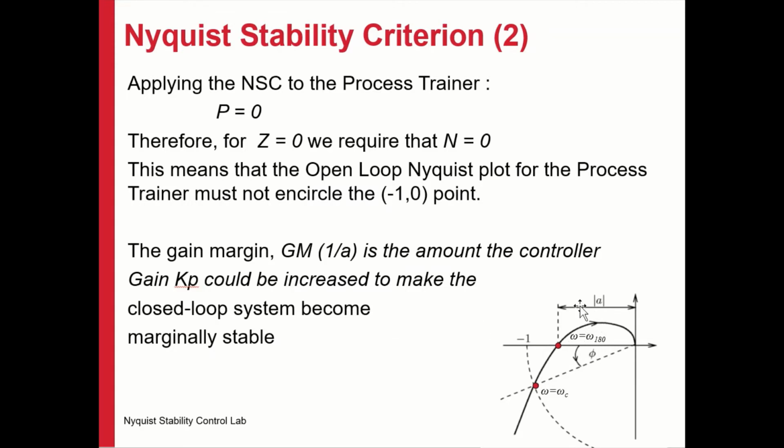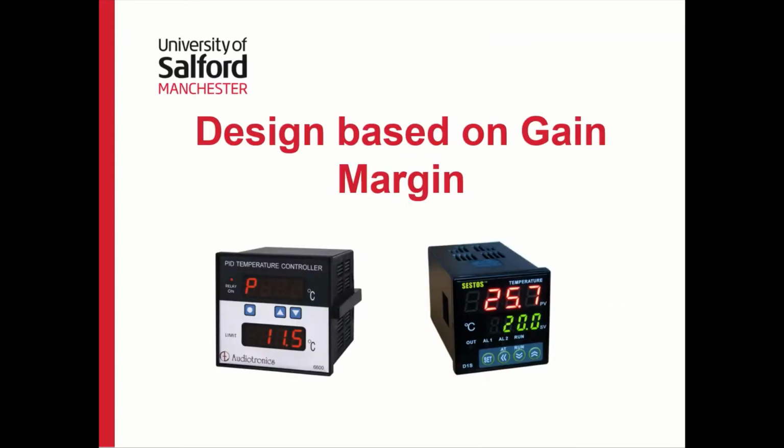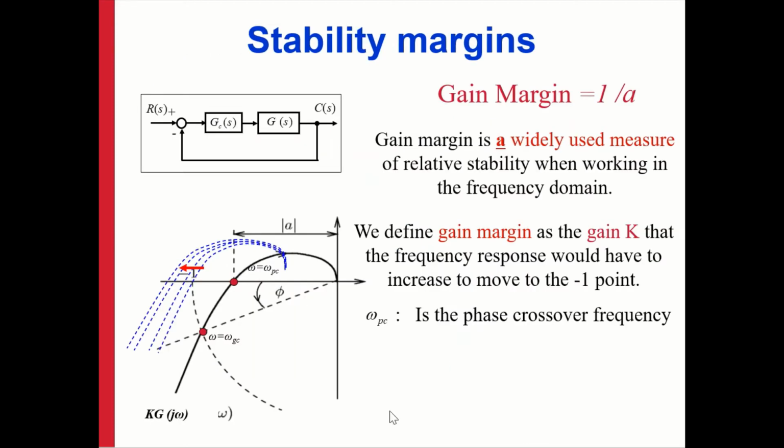And the gain margin is the amount we could increase the controller gain by to move this point to here. So if I multiply A by 1 over A, it becomes 1, so that point moves to the -1 point. So that's the thinking behind the stability test using Nyquist, that we measure this distance here, which is called A, and we then convert that into 1 over A as the gain margin. So this is a design now based on gain margin concepts. We measure this distance here from the polar plot, and that gives us A, and then the gain margin is 1 over A.